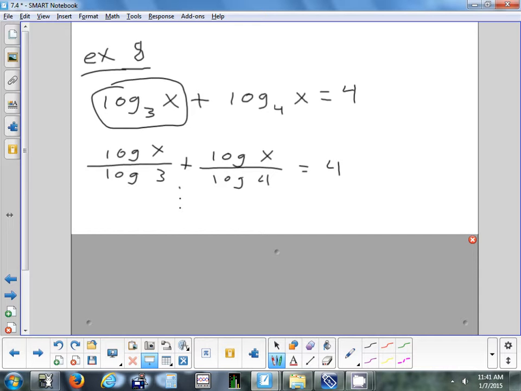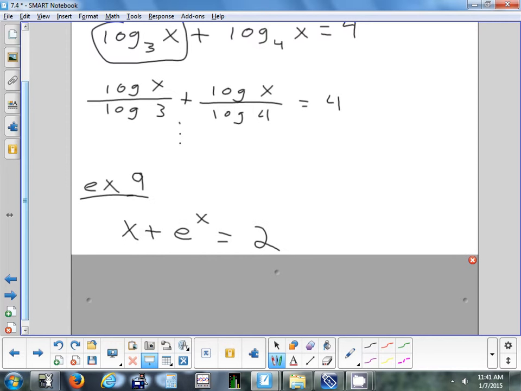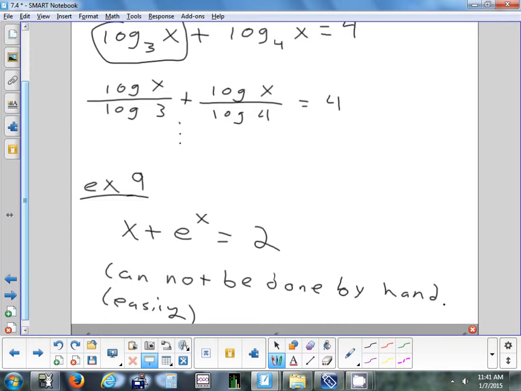All right, so problem, logarithmic equation, still solvable by hand, even though we have different bases. Let's look at that one. Okay, it's not a very complicated equation. It just says x plus e to the x equals 2. This one is pretty difficult to solve by hand. Okay? In fact, off the top of my head, I don't know how to solve it by hand.